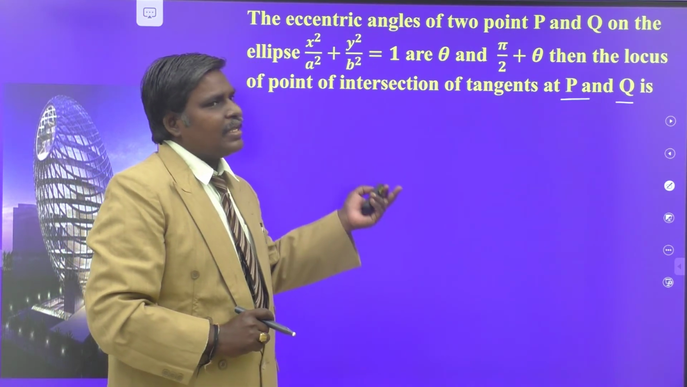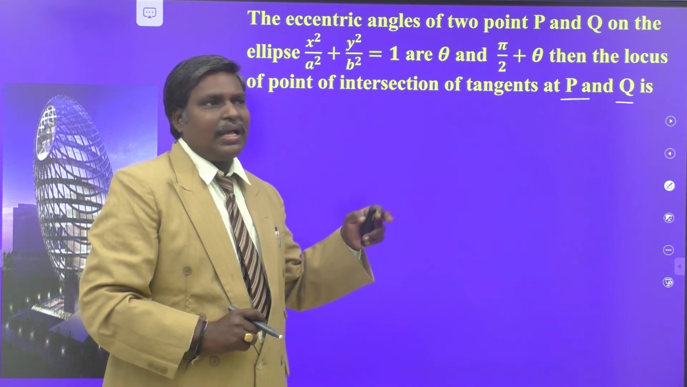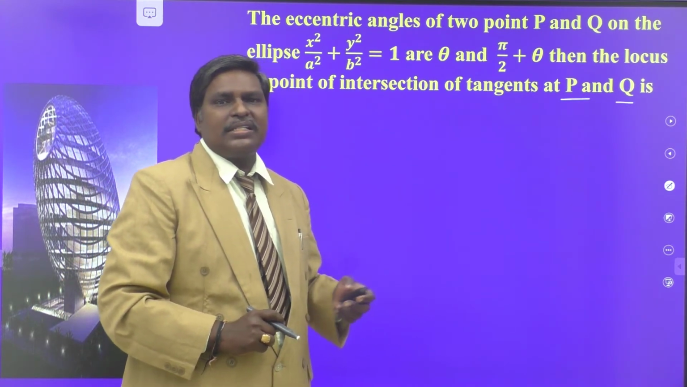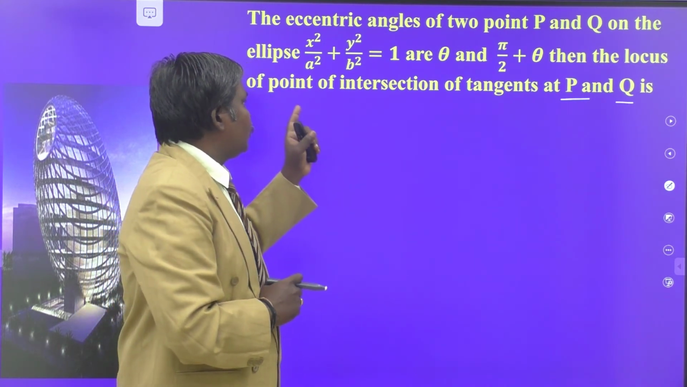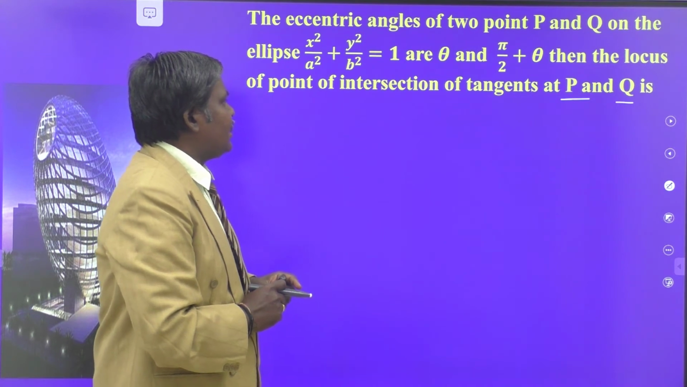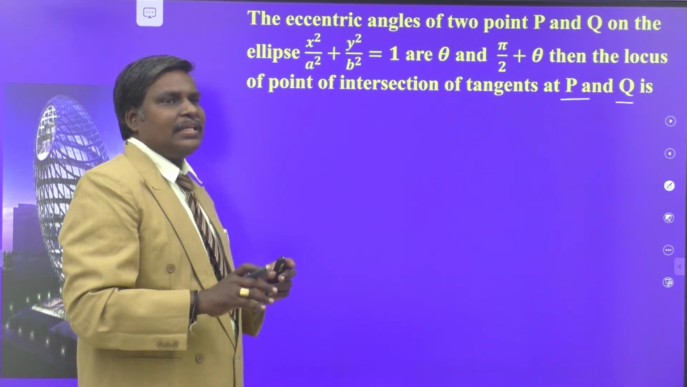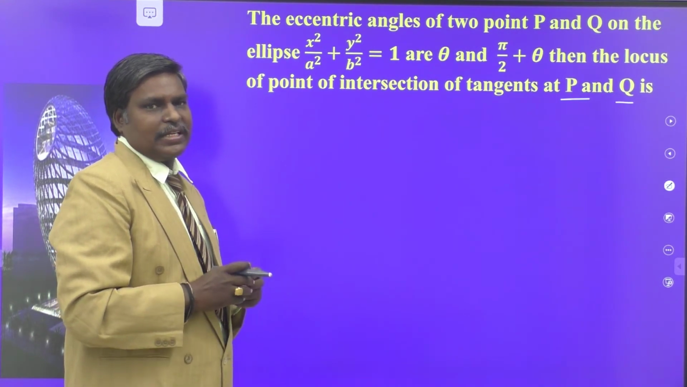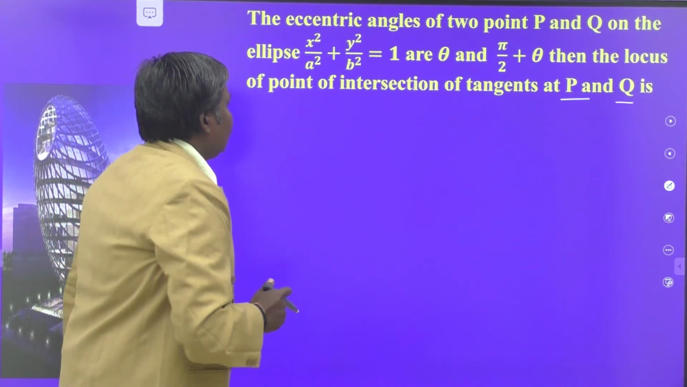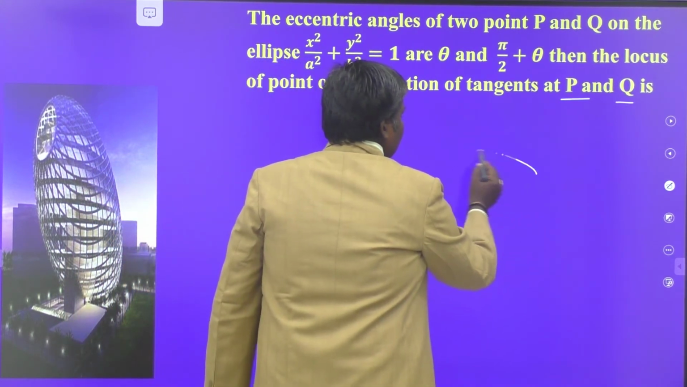If the eccentric angles differ by pi by 2, there is no guarantee that the angle between the two tangents is 90 degrees. Understand? This is a different story. The angle between the tangents being 90 degrees is different from the angle between the tangents drawn at the points whose eccentric angles differ by pi by 2. Okay. We have to find the locus of point of intersection of the tangents.